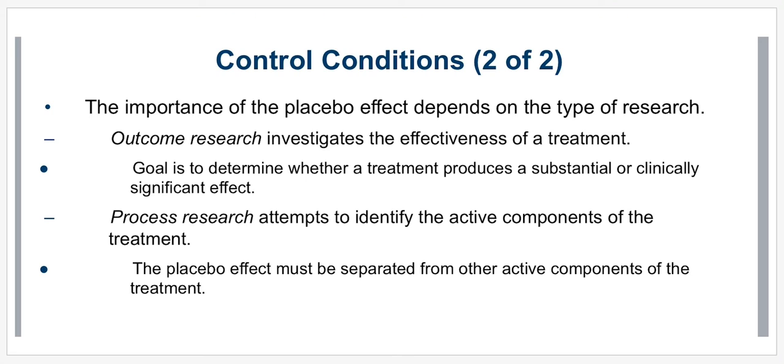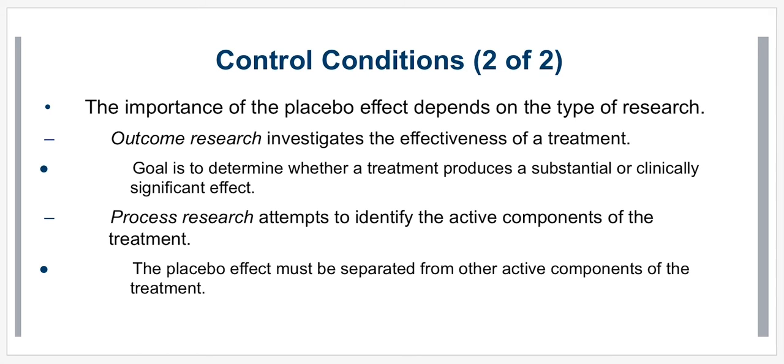But process research, they actually want to know what components of the therapy or the treatment or the training is working. And so you have to remove the placebo effect so that you can see whether it's actually the training, or what parts of the training or treatment, is working and what part was just the placebo effect. And so you would use a placebo control group condition in order to remove that placebo effect.